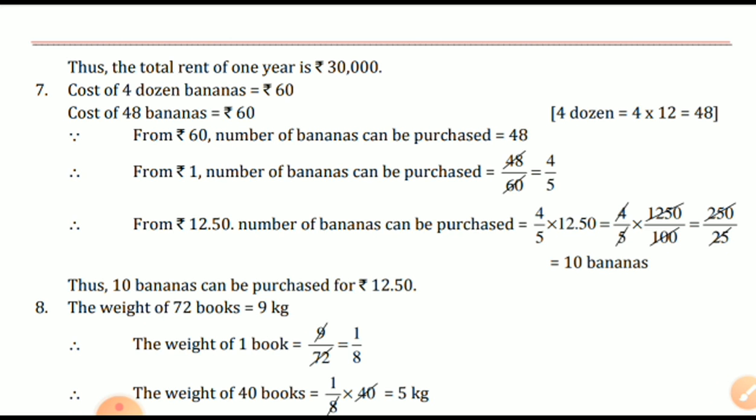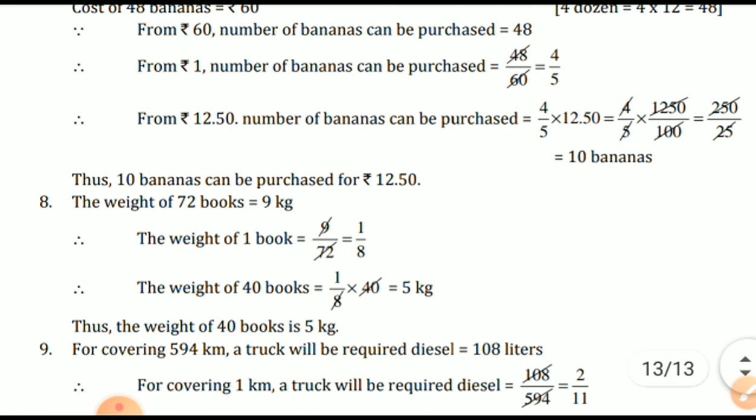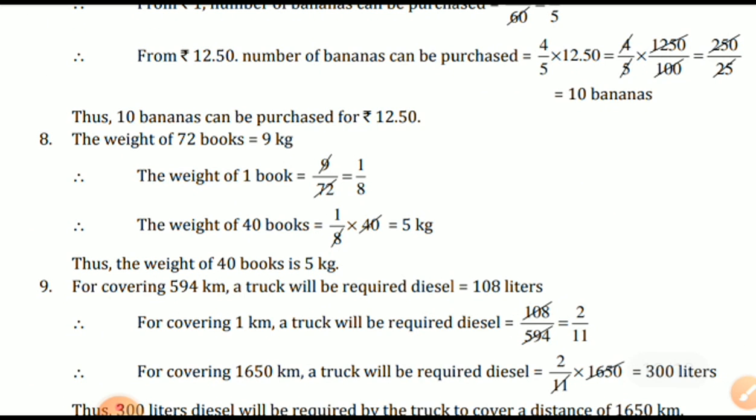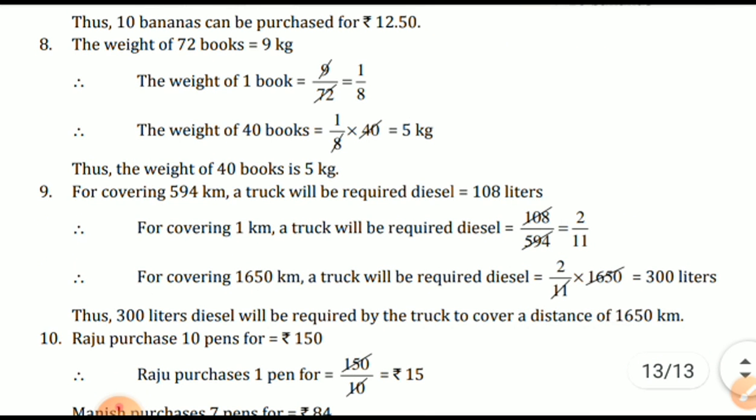Now look at question number 8. Weight of the 72 books is 9 kilogram, so how much is one book? Simple, divide. Yes beta, 9 divided by 72. 9 ones are 9, 9 eights are 72, so the answer is 1/8. The weight of 40 books: one book is 1/8, so how much will 40 books be? 5 kilogram. Is it easy, clear?